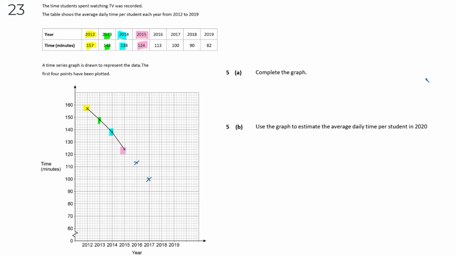Then 2018 is at 90. Again, very simple to plot that one. And then finally 2019 is at 82. So that's going to be 1 little square above 80 then, isn't it? It's going to be there. Okay. Once you've done that, let's just join them up with straight lines.